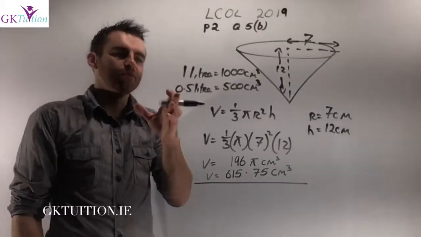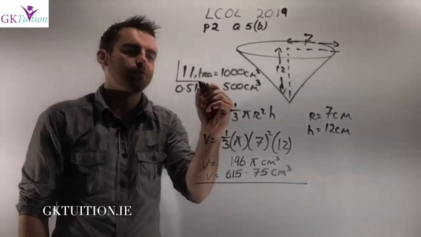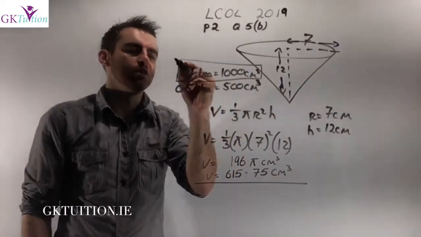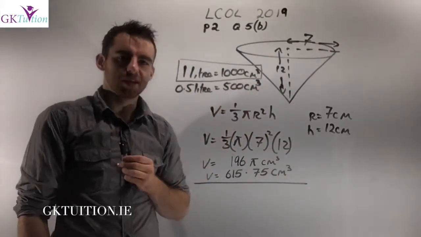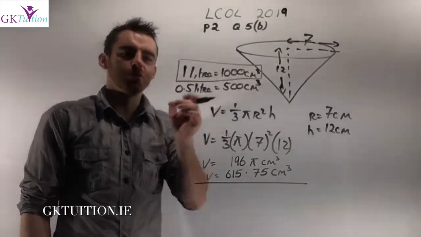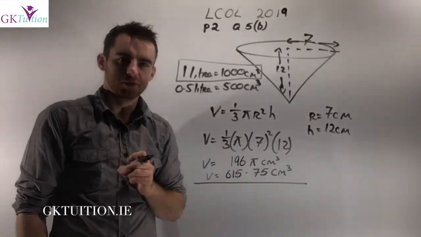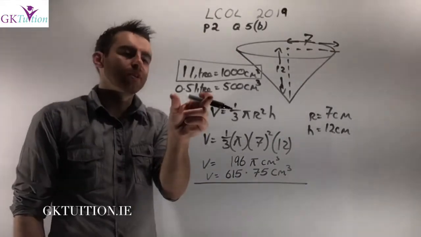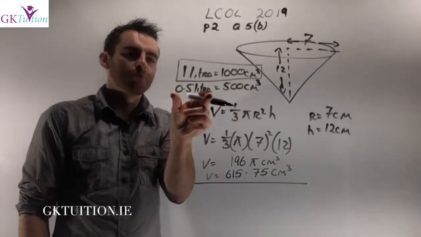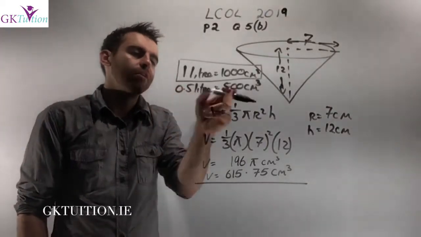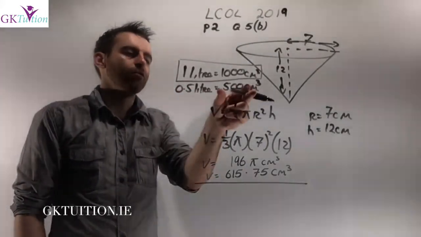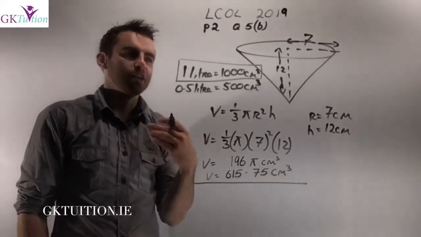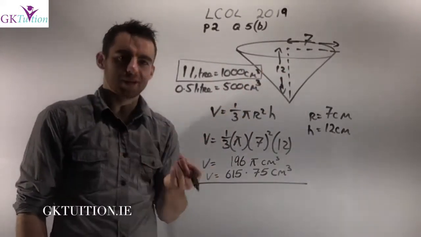The first thing you need to realise is part of your learning work for area, volume and measurement is that you need to know that 1 litre is equal to 1,000 centimetres cubed. So if you're pouring 0.5 litres per minute, that is equivalent to 500 centimetres cubed. So 500 centimetres cubed of water is being poured into this cone per minute.